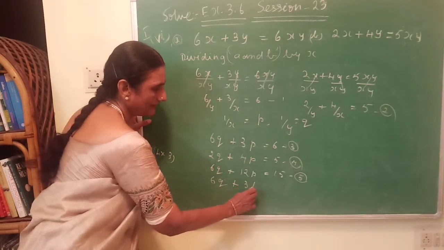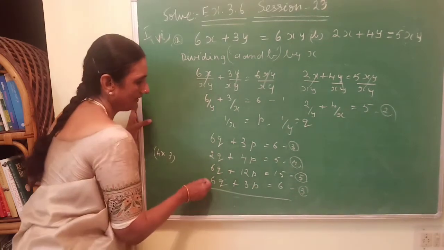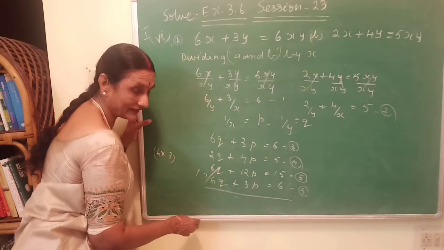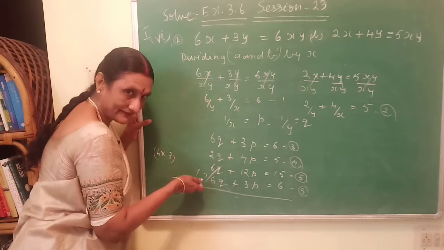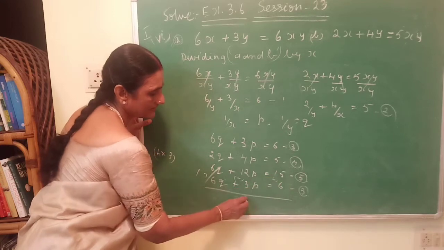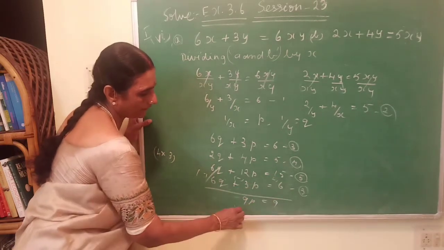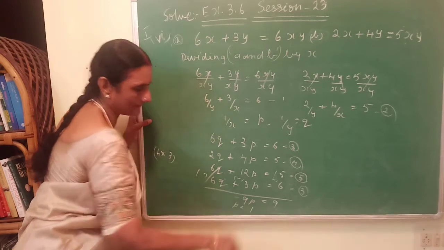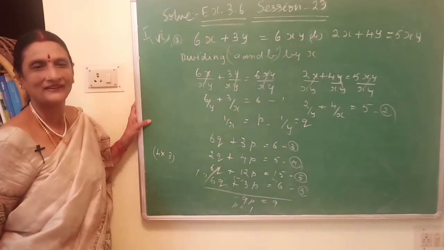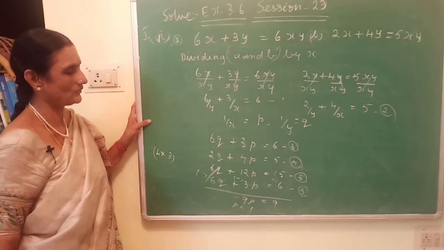6q plus 3p is equal to 6. Now we are going to solve. So subtracting only, this will get cancelled. So I am going to change the sign here, change the sign here. So I will get 9p is equal to 9. Therefore, p is equal to 1. That is the solution. Correct? 9p is equal to 9 gives you p is equal to 1.